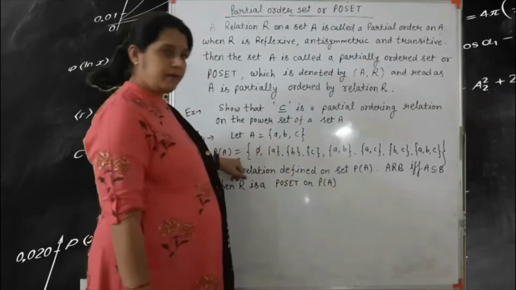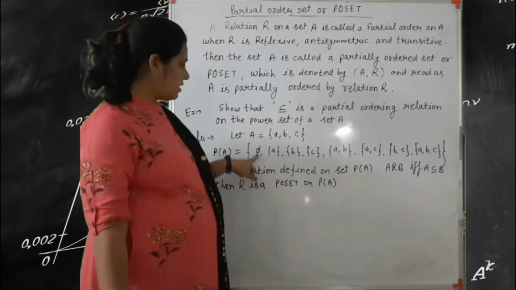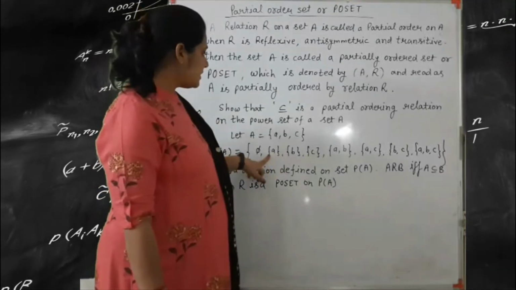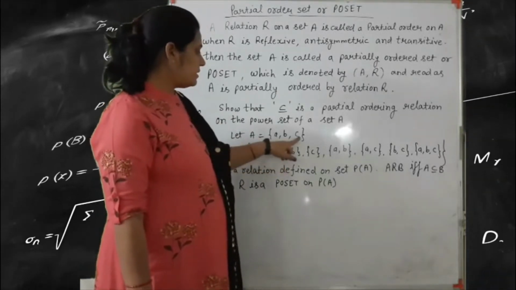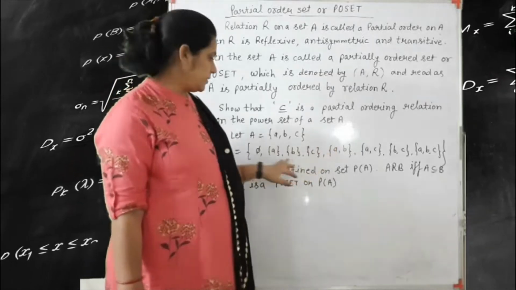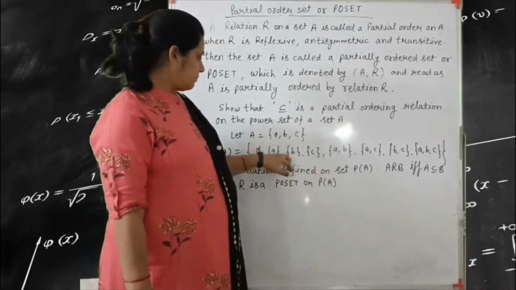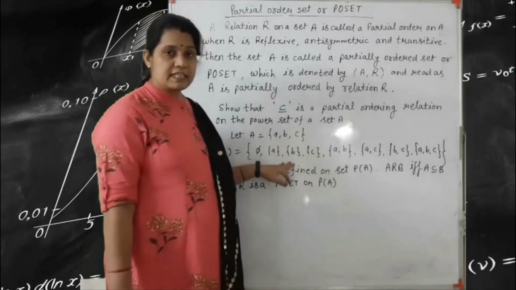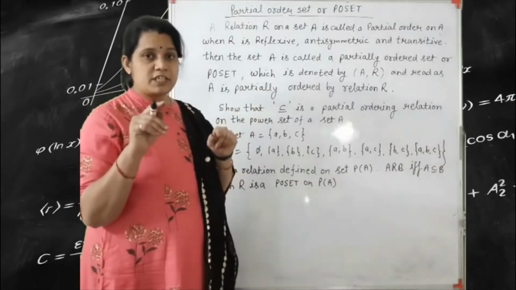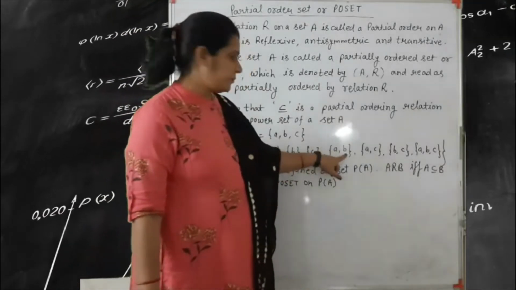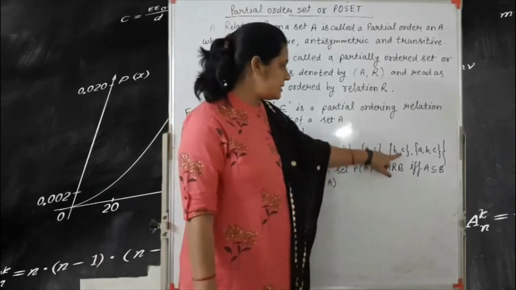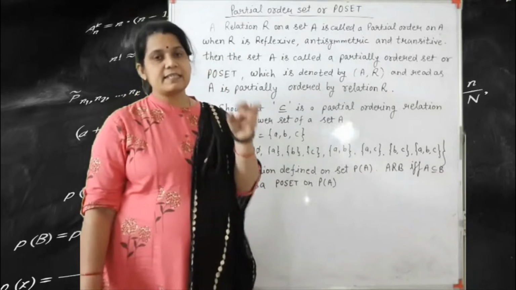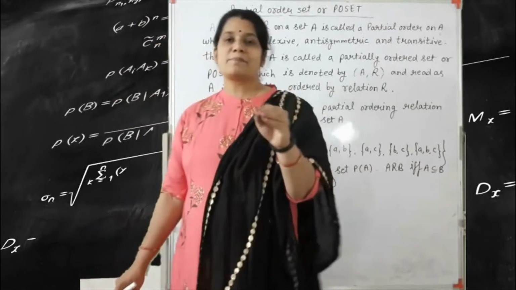So P(A), we denote here, P(A) is equal to what? First we write phi, because phi is also a subset of A. After that, set {a}, set {b} and set {c}. We write the individual ones because {a} is a subset of A, {b} is a subset of A and {c} is a subset of A. Here, see carefully, we write in the set notation. Next is {a, b}, next is {a, c}, next is {b, c}, and last is {a, b, c}. That means phi and the set itself are also subsets of A.